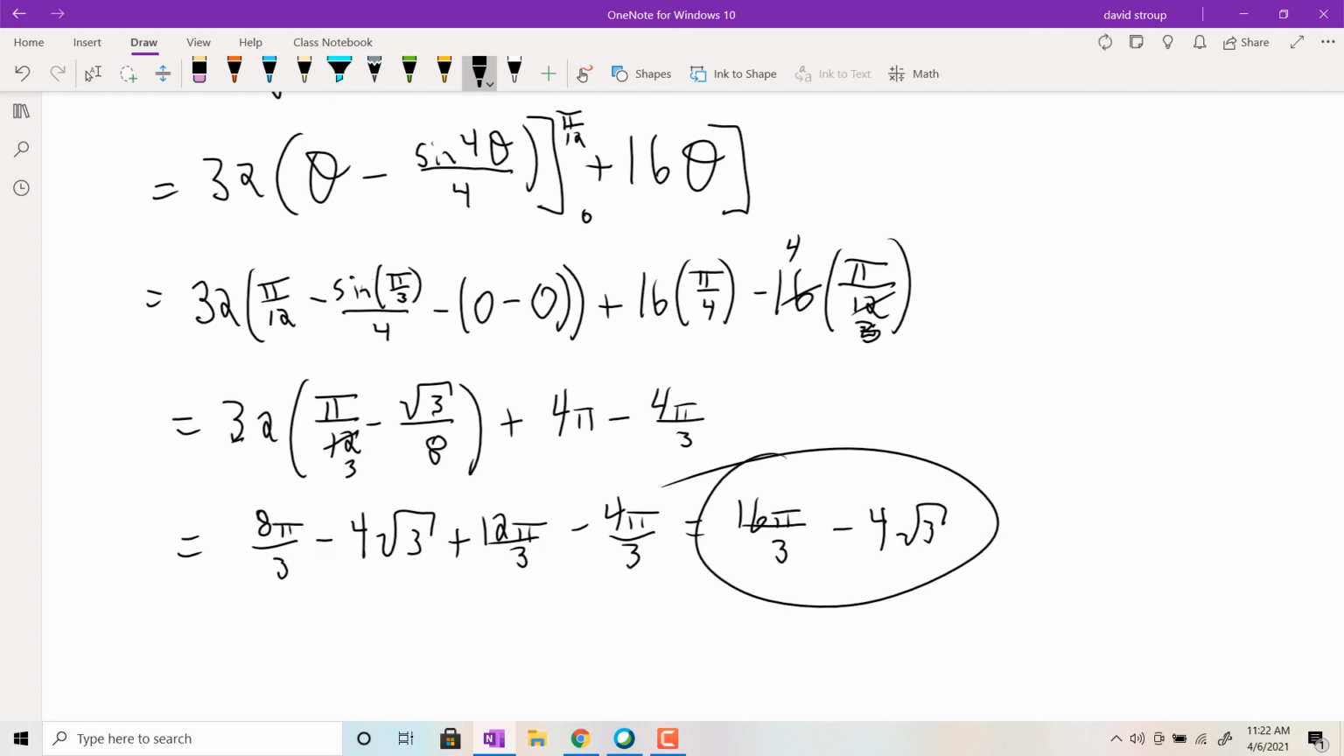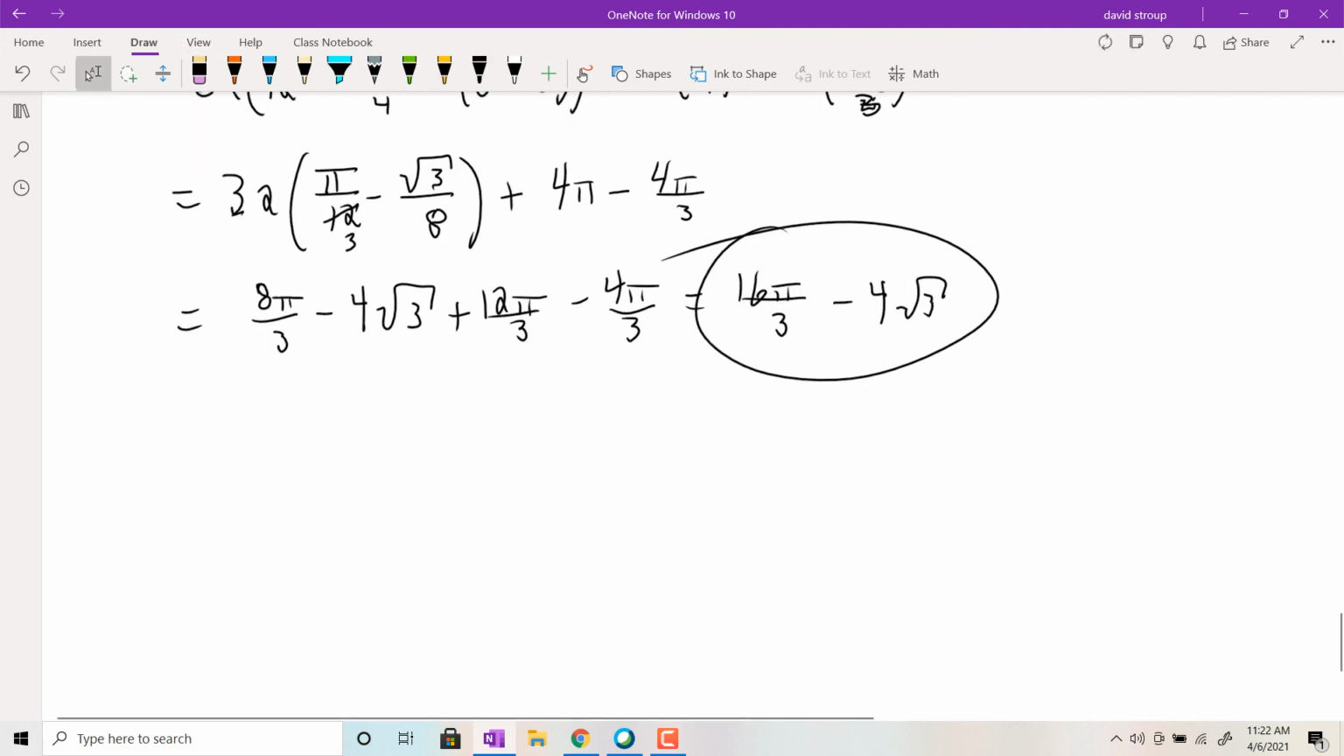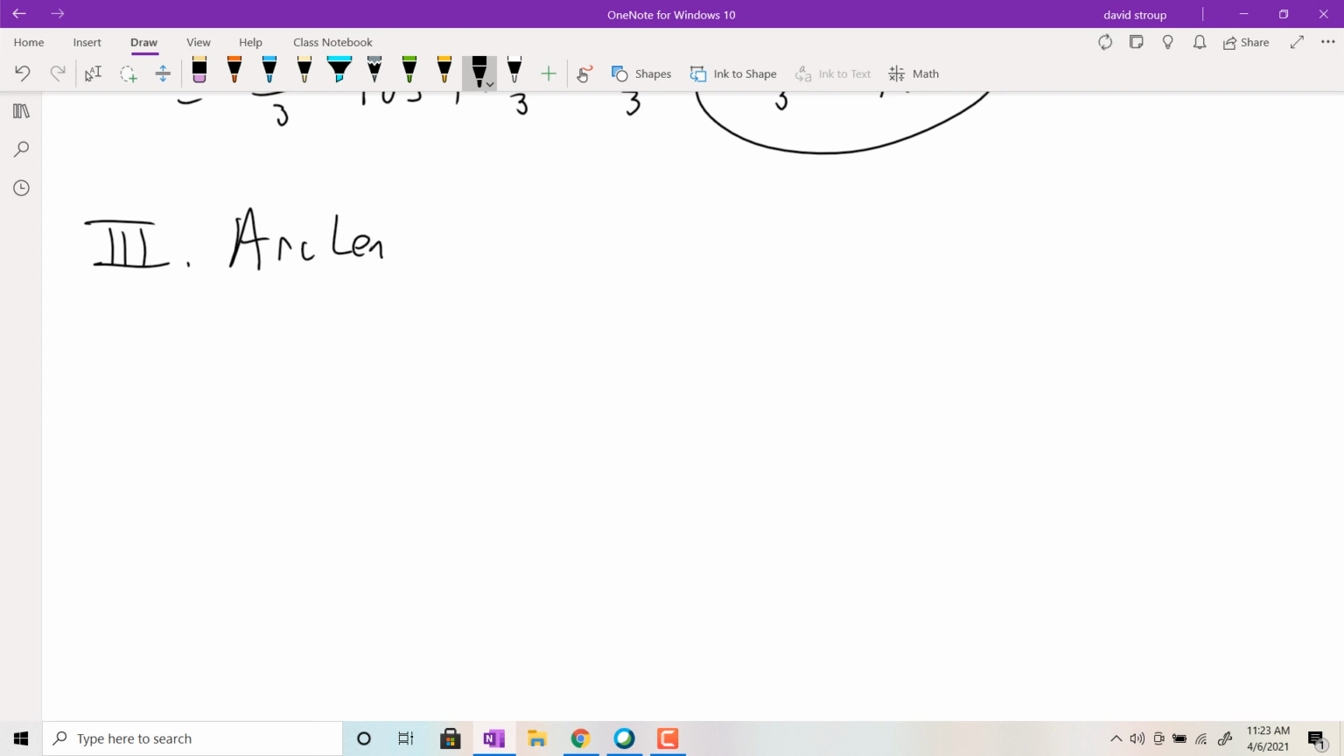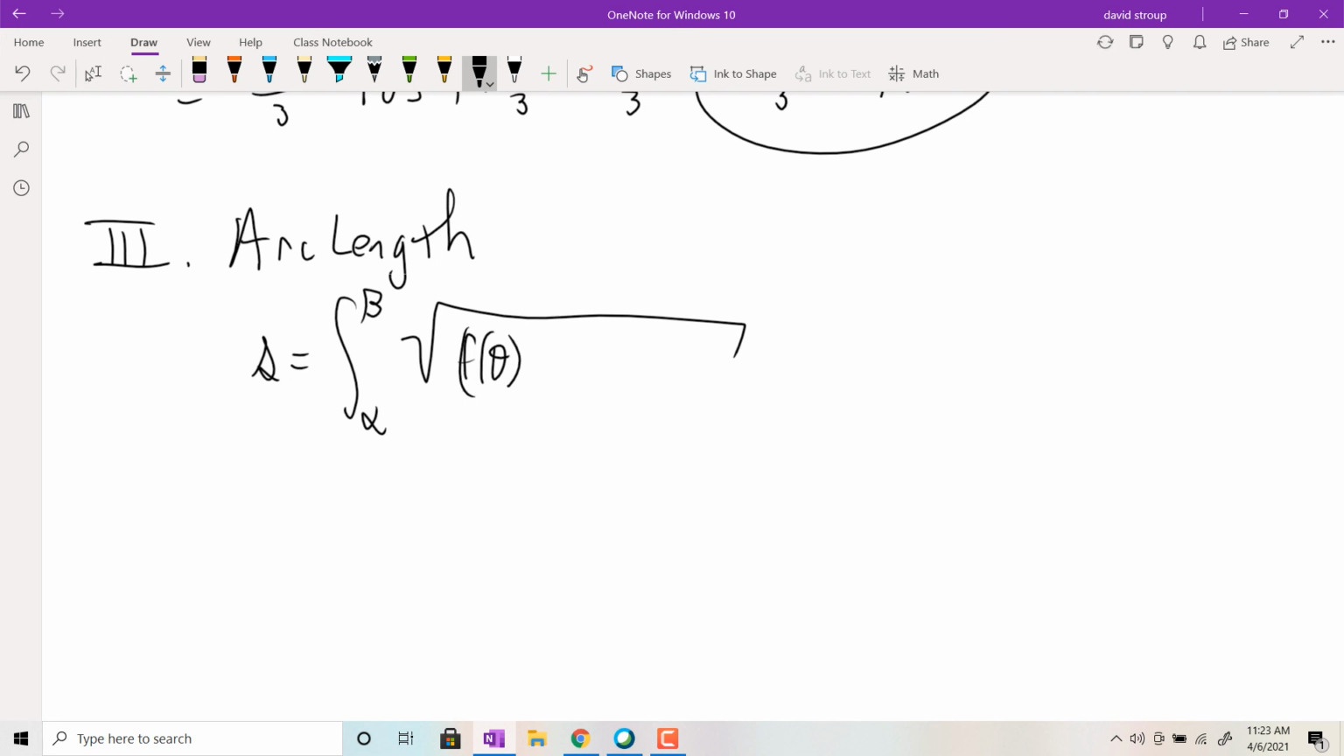Okay, great. The last part then is doing arc length. So yet another arc length formula. We already had one from the rectangular coordinate system, then one from the parametric equations, and now we get another one, which of course you can derive from the parametric formulas. I'll just give it to you though. So arc length is equal to the integral from angle alpha to angle beta of the square root of f of theta squared plus f prime of theta squared d theta.